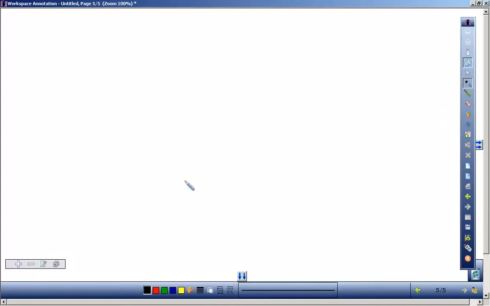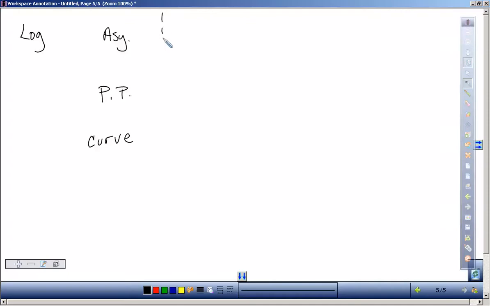Things that you want to remember about the graph of the logarithm. It is the inverse of an exponential, which means inverses always have the same shape. They've just been turned sideways. So what you need to realize is that the log graph, the logarithm, is going to have the same 3 parts as an exponential. It's going to have an asymptote, it's going to have a pivot point, and it's going to have a curve. It's going to have those same 3 things, but it's turned sideways. So everything is turned to the side.